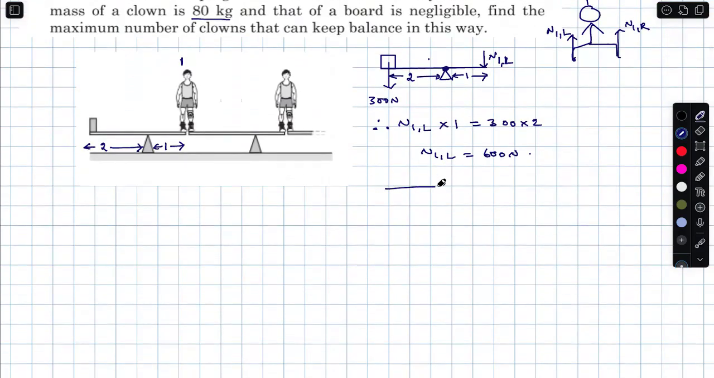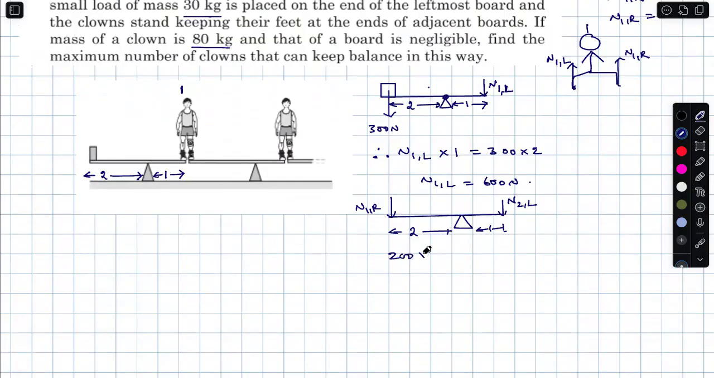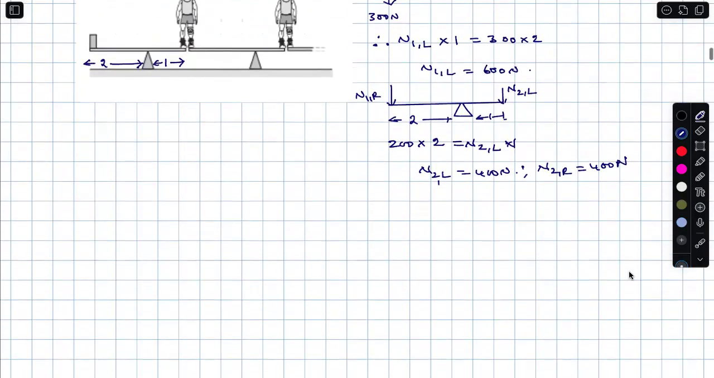Now again, I will do the same process repeatedly. Now you will have this one as N1 right and this one as N2 left, and this is again 2:1. N1 right you already know is 200. 200 into 2 is N2 left times 1. So N2 left is 400 Newtons. Therefore, N2 right will be 400 Newton. Why is it 400 Newton? Total is 800 Newton.